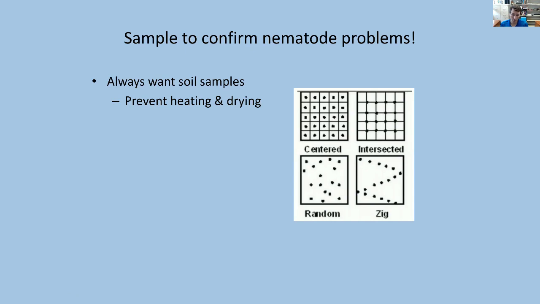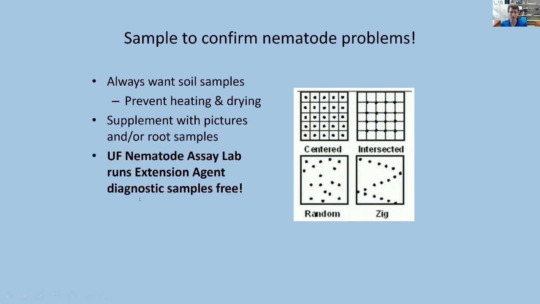Some of the things to keep in mind with sampling: we always want to get soil samples because some of the nematodes we're not able to pick up in the roots, but all of the nematodes we should be able to get from the soil. When you're collecting those samples, remember to prevent heating and drying of them. Supplementing with pictures and root samples is also good. Specific for Florida, the Nematode Assay Lab here does run samples for extension agents for free.